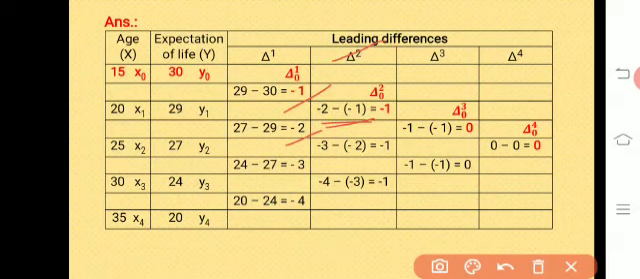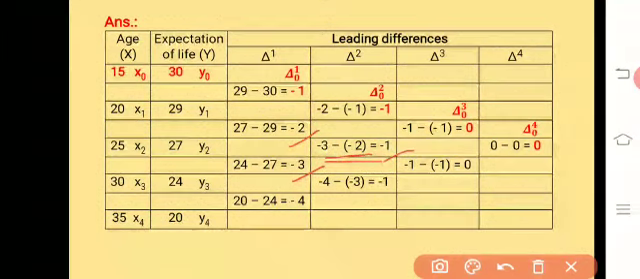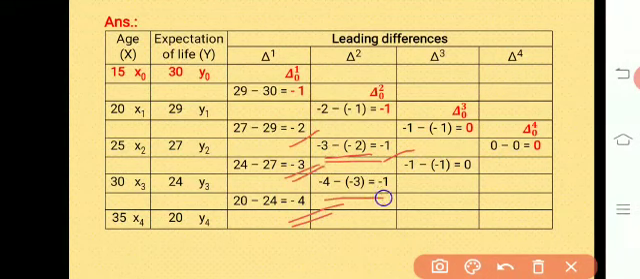Minus 2 plus 1 is minus 1, and this first value is denoted by delta 0 squared. Then the remaining values: minus 3 minus minus 2 is nothing but minus 3 plus 2, which is equal to minus 1. Similarly, minus 4 minus minus 3 is minus 4 plus 3, and that is equal to minus 1.